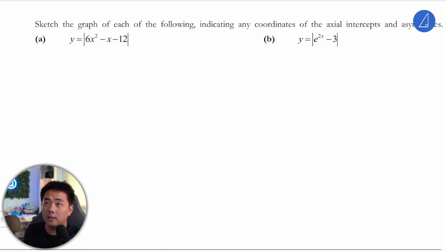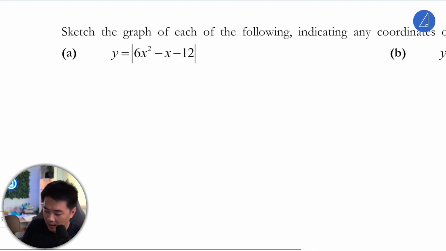Hi students, let's look at this question here, which is on sketching the modulus graph. So let's look at the first one. I think sketching a modulus graph is pretty okay. The first step is you just try and sketch without the modulus first.